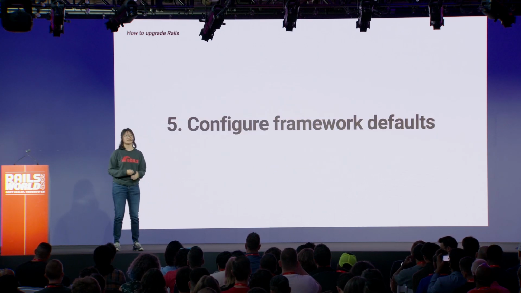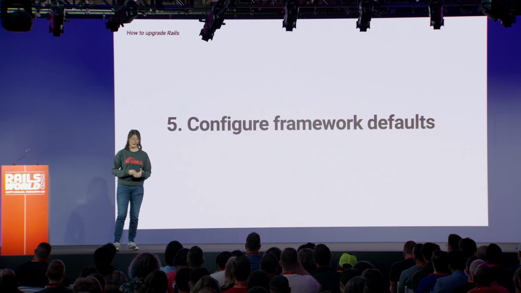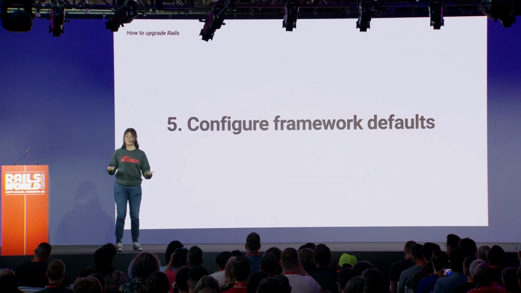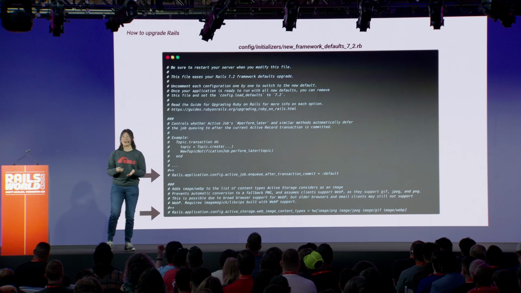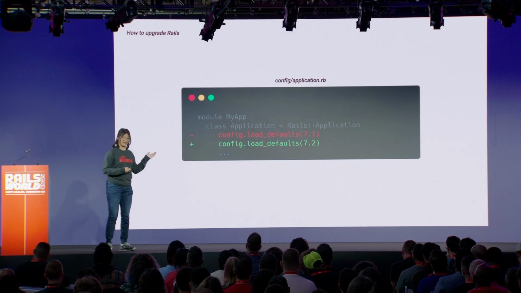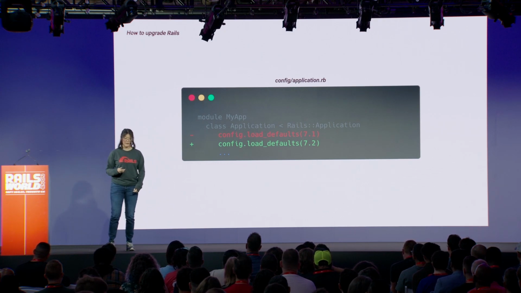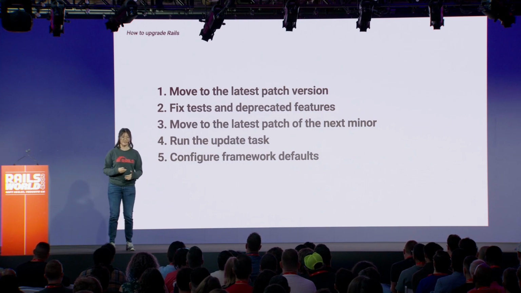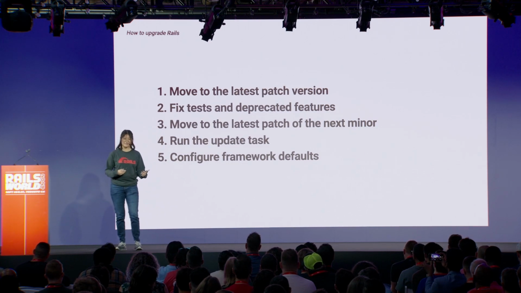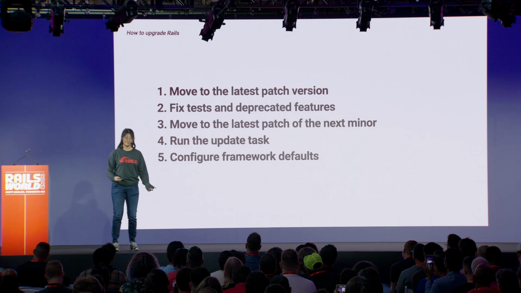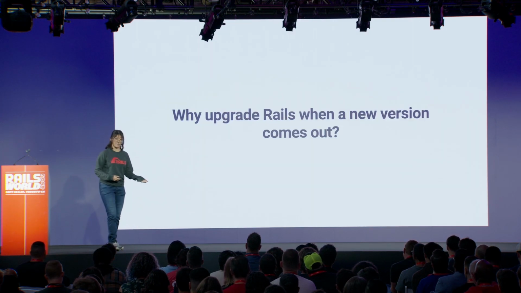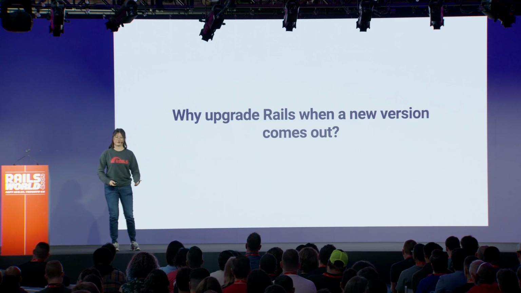And lastly, you'll want to configure framework defaults. One of the files the update task produces is the new framework defaults file. This includes many commented out configurations in which you would need to uncomment each one to make sure they work in your app. Once they are all uncommented, then you can update the load defaults to the latest minor. So here is the summary of the steps. It's not the most simple process, and it can take quite a bit of time if there are a lot of broken tests or deprecations. So why do we even bother to upgrade, like upgrading to 8 if you're on Rails 7?